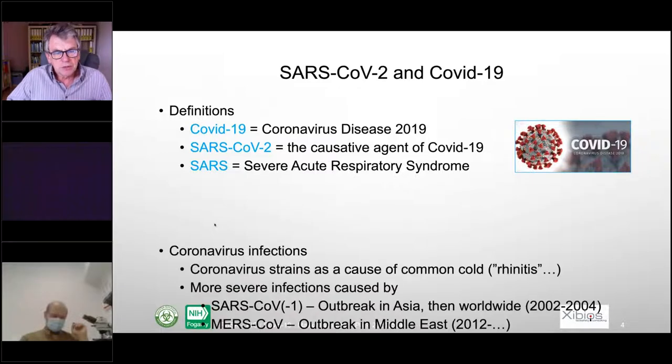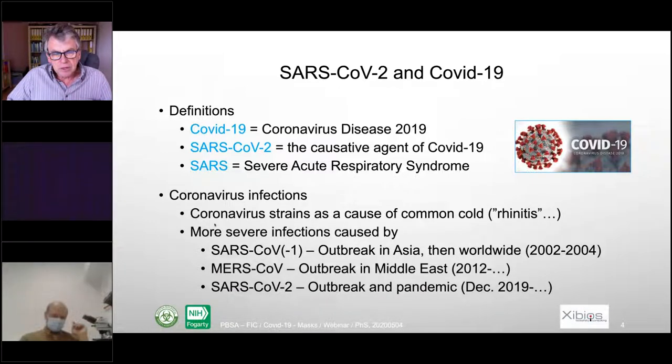So there are a number of different coronavirus infections. Actually, there are coronavirus strains which have been with humans for quite a long time, and they are actually the cause of a common cold. So it's not a major medical issue, I would say. But then there are three different infections caused by some more virulent and more dangerous SARS coronaviruses. The first one was SARS-CoV, and it was an outbreak in Asia in 2002-2003, and it finished in 2004. It started from China and Southeast Asia, but then expanded worldwide, but without really causing a pandemic.